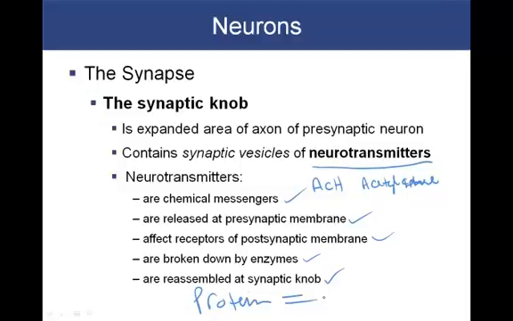And this will explain why we have such a dense population of chromatophilic substances, why we have so much rough ER, why we have so many ribosomes, because we need a lot of these organelles to produce the neurotransmitters that are protein.